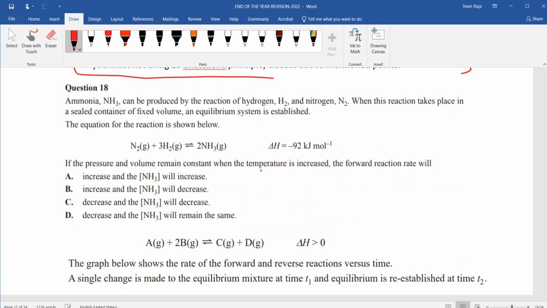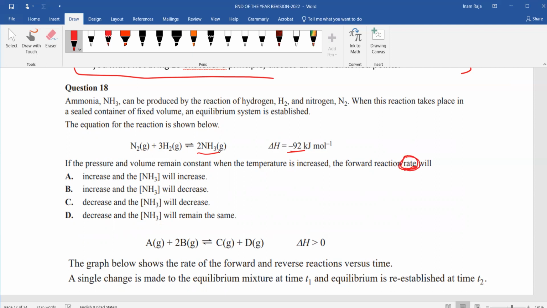Ammonia is produced from this reaction and it is exothermic. You can see that minus charge. Ammonia can be produced by reaction of hydrogen and nitrogen. When this reaction takes place in a sealed container, equilibrium. If the pressure and the volume remain constant, when the temperature is increased, the forward reaction rate will, important thing, rate will increase.